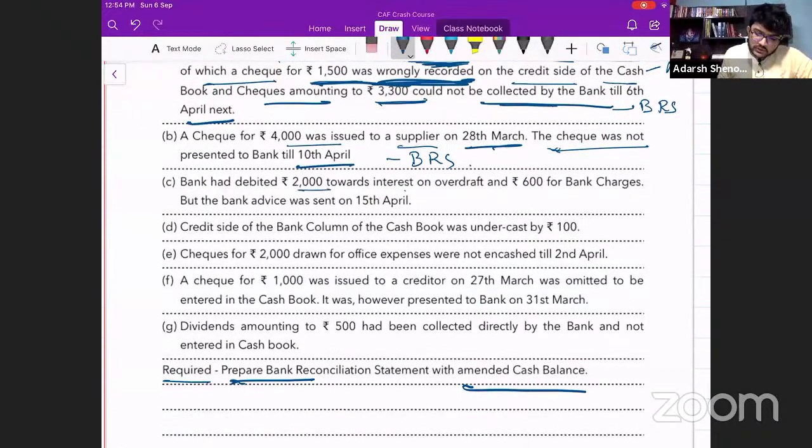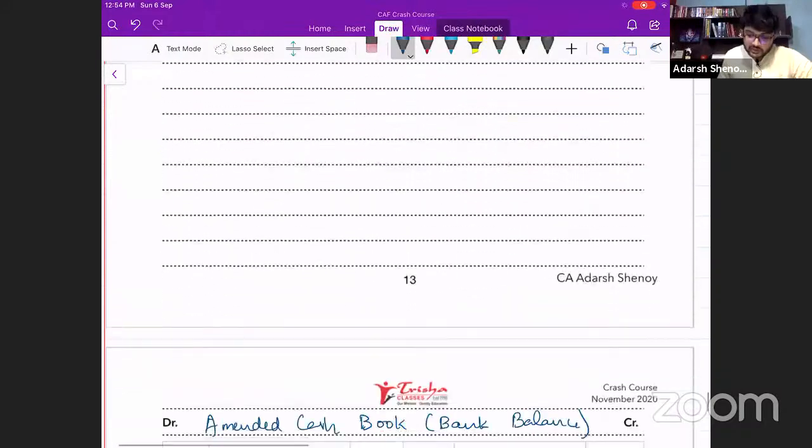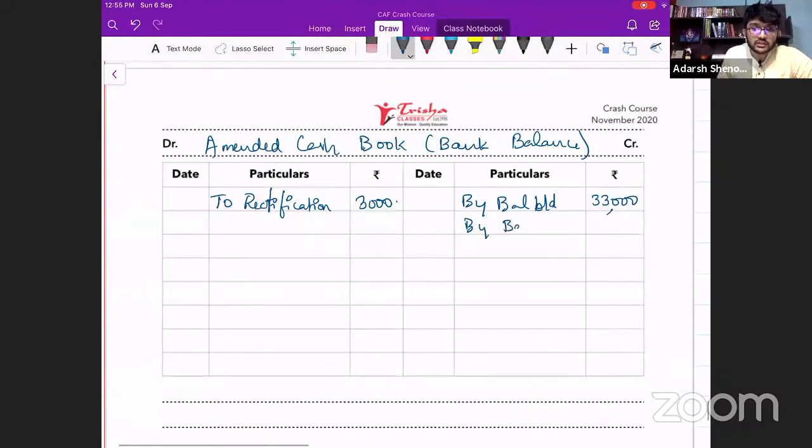Bank had debited 2,000 towards interest on overdraft and 600 for bank charges, but the bank advice was sent on 15th April. So they have debited an expense, but I received the intimation on 15th April. Don't do the stupid mistake. Is this an interest on overdraft? Is this an expense? Yes. Should you record it in the cash book? Yes. So, should it come in the adjusted cash book? Yes. So, should you credit this or debit it? You should credit this.